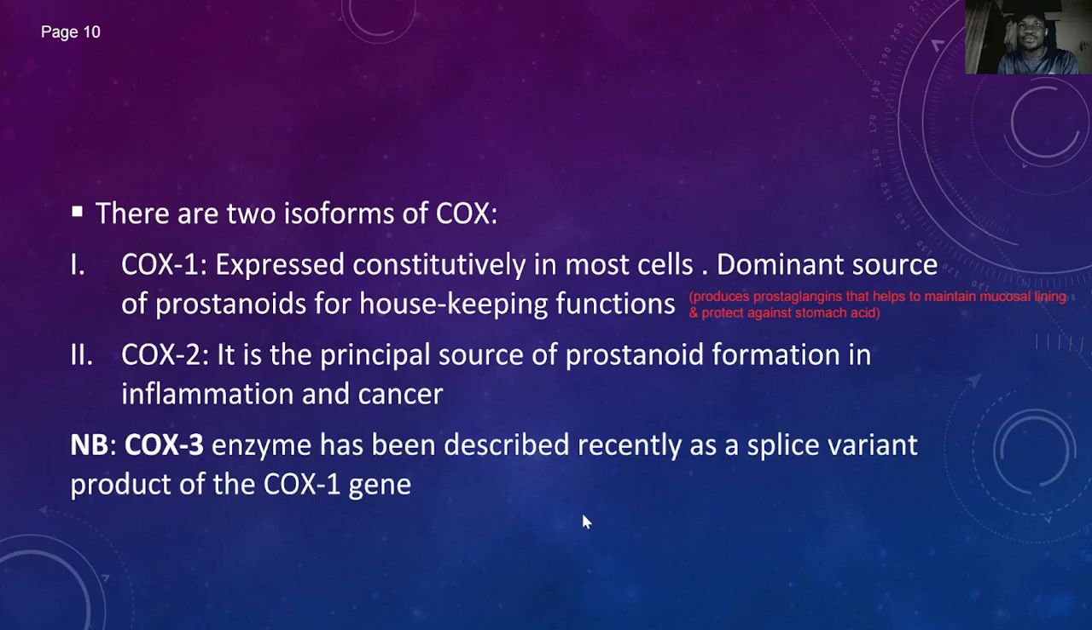Now, there are two isoforms of COX, which is cyclooxygenase. We have COX-1 and COX-2. COX-1 is expressed continuously in most cells, right? It means most cells produce COX-1. They are the dominant source of prostanoids. I remember we said prostanoids include prostaglandin, prostacyclin, and thromboxane A2. So COX-1 is the dominant source of prostanoids for housekeeping function.